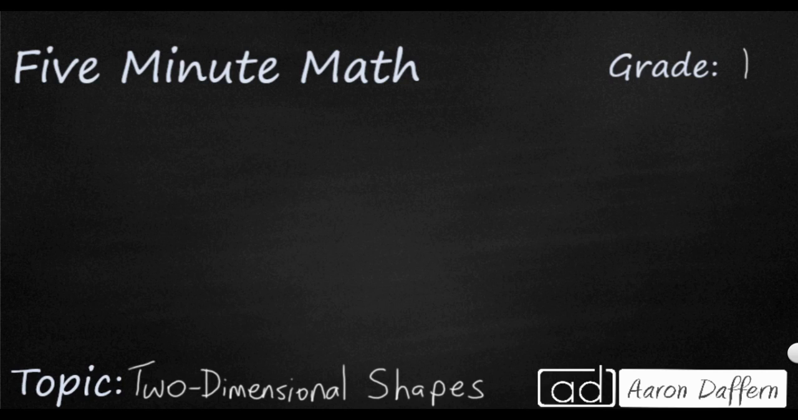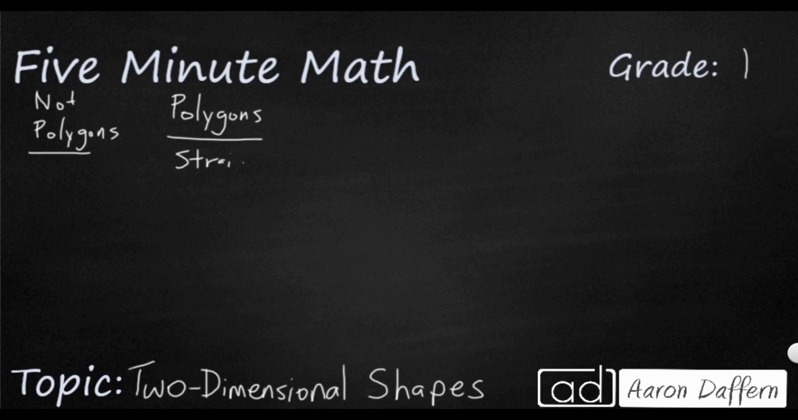So the first distinction we need to make is polygons and not polygons. Polygons are shapes. Shapes are considered a polygon if they have two things in common. They have straight sides, and they need to be closed. So if it's not straight, and if it's not closed, then it's not a polygon.